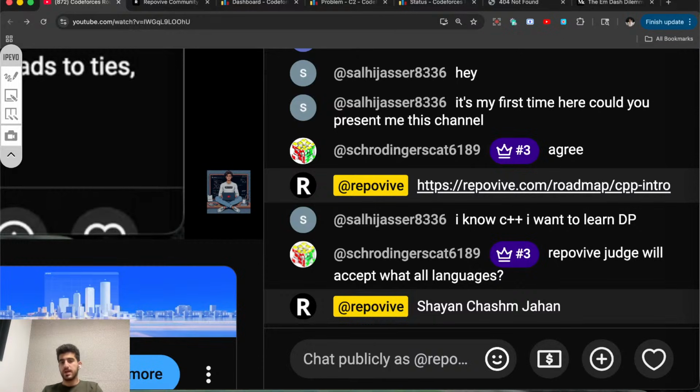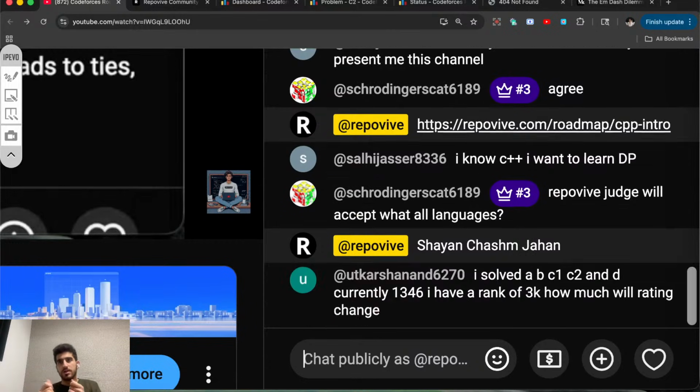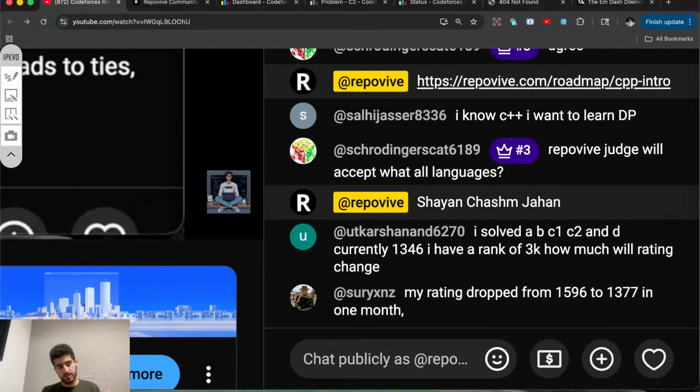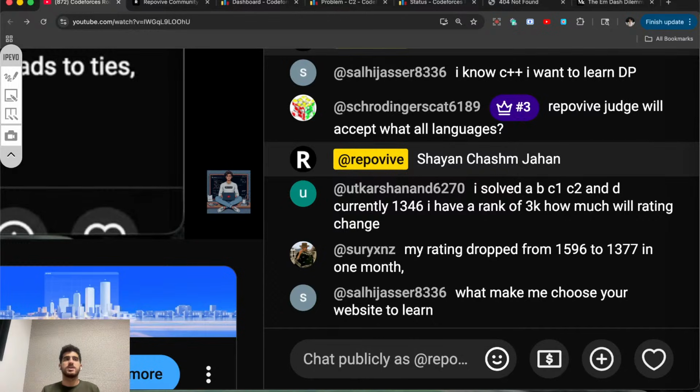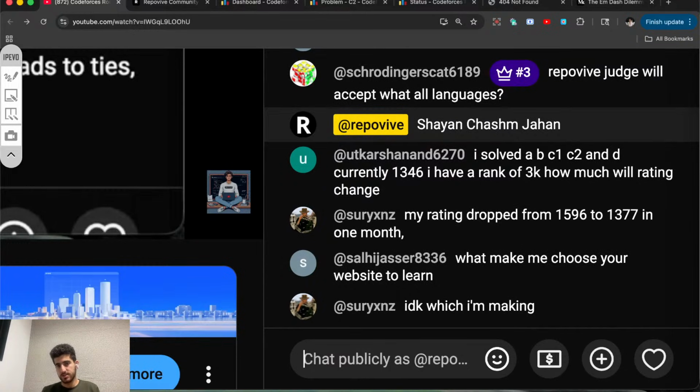Yeah, RepoVive Judge will accept all languages. It already accepts all the languages. I just should do some final touches on it and the UI. I mean, we already have the judge. It's just a bit of work on the UI and small things, and then you can test the judge.